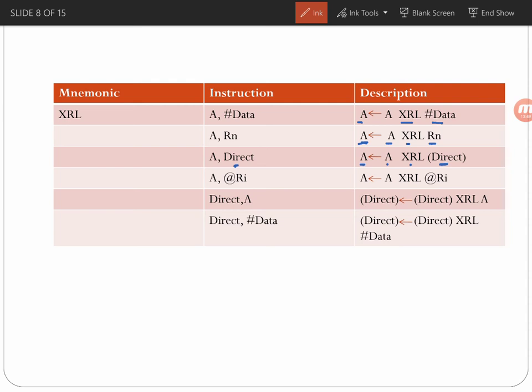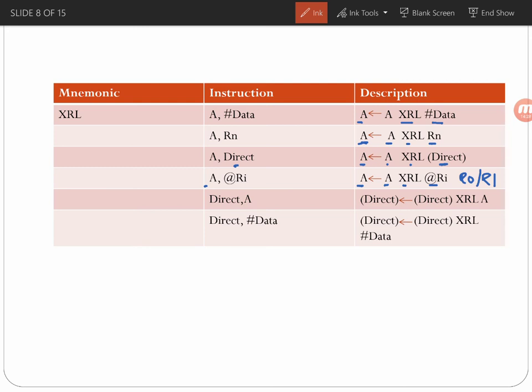Next, XRL A, @Ri. So the content of accumulator is XORed with the data pointed by the Ri register. So here the data is present in the memory location. The memory location address is present in the register, which may be R0 or R1. So here we say the data pointed by the R0 register is XORed with the content of accumulator register, and the result is saved in the A register.